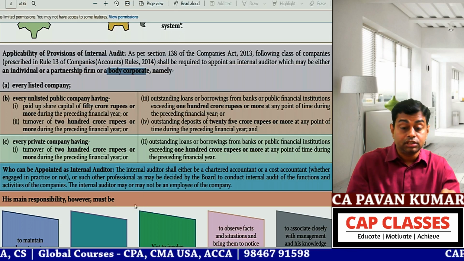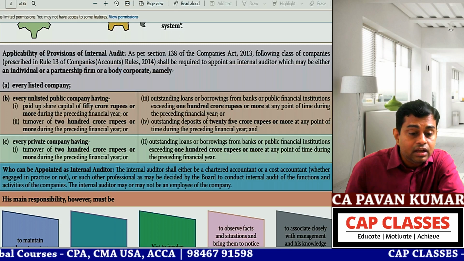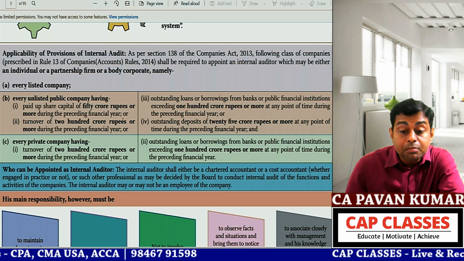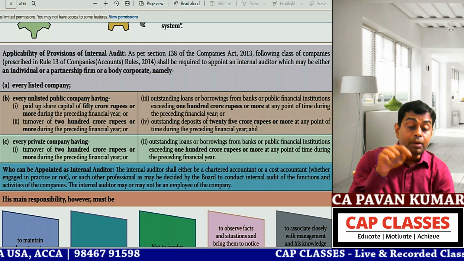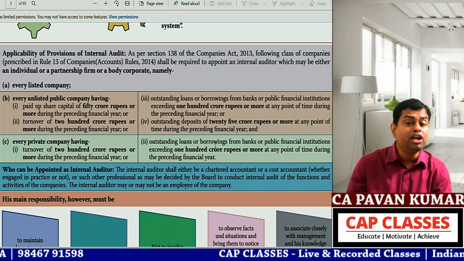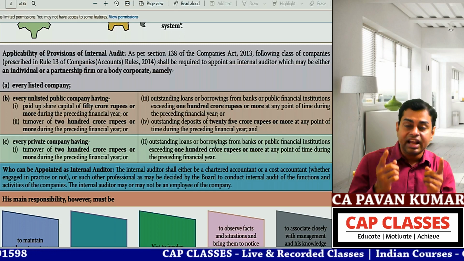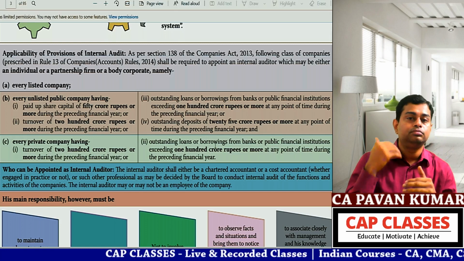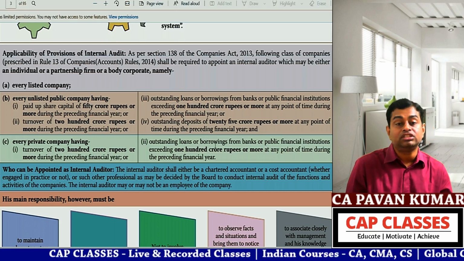Now I'll ask you one question. So remember, in case of this second category, share capital 50 crores, turnover 200 crores, loans and borrowings 100 crores, outstanding deposits 25 crores. For private limited company, 200 crores here, 100 crore here. You need to remember all these things. Why? In many areas, this kind of applicability will come. For example, CARO 2020 is applicable to your exams. Previously it was CARO 2016.